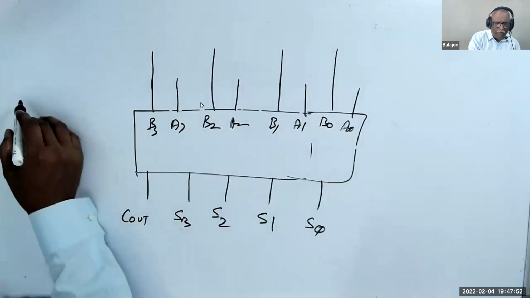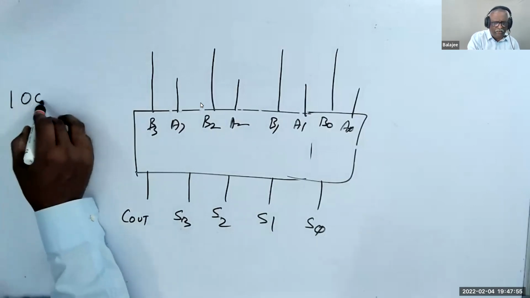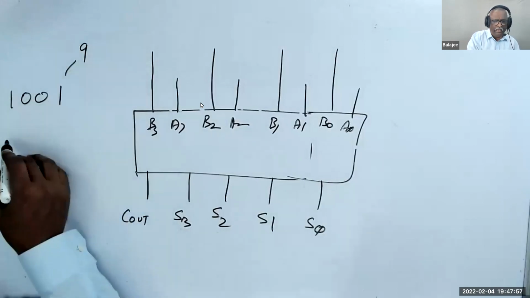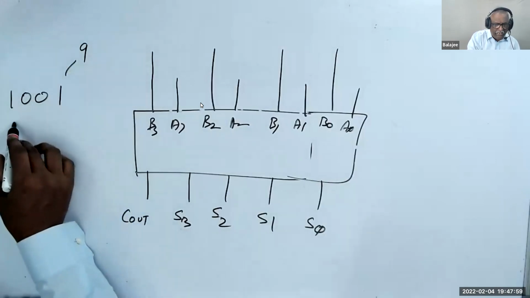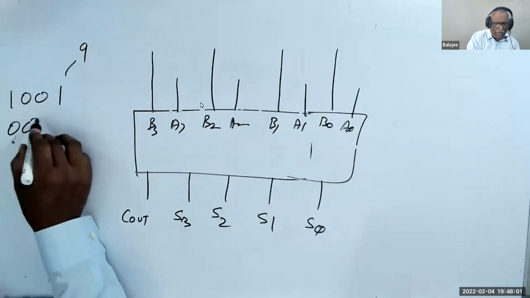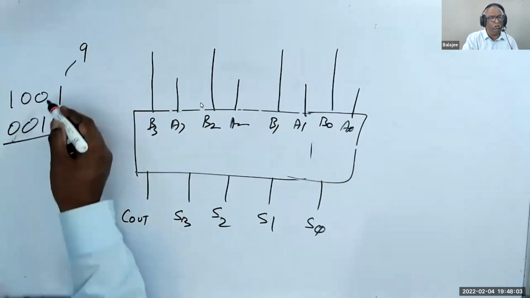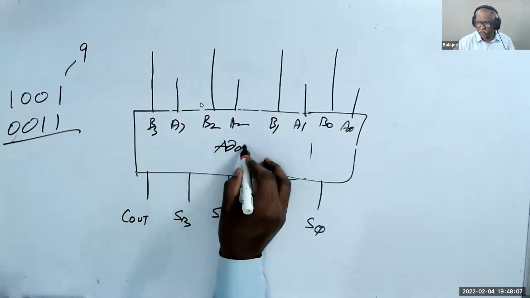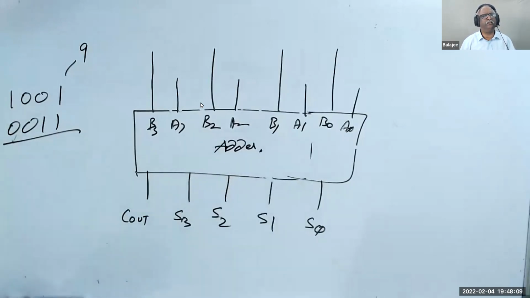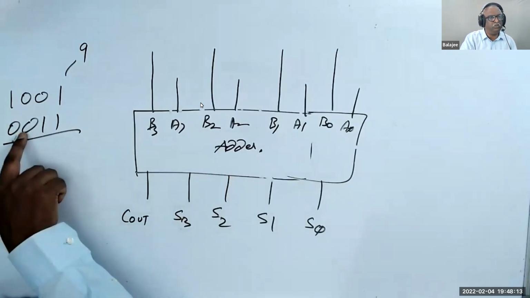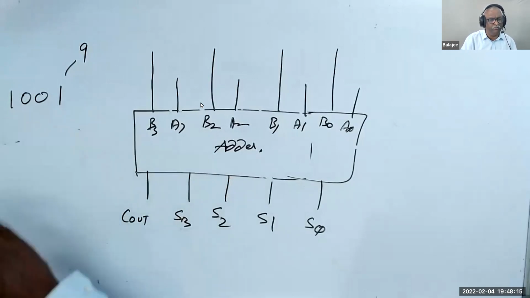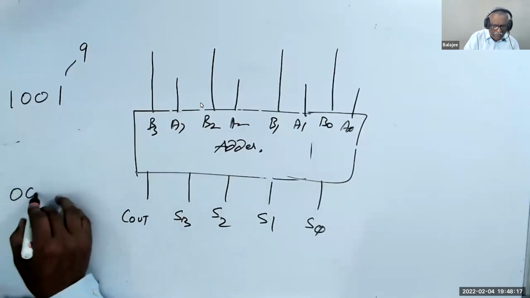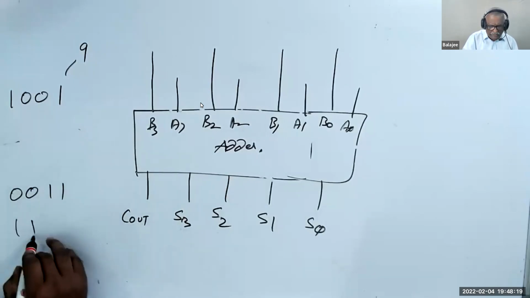Now, when you have a number 1001, that is 9, and 3 is 0011, you have to subtract. But we have only an adder. We don't have a subtractor. So what we did was, we take the ones complement of this. What is the ones complement of this? 0011. Ones complement is 1100.